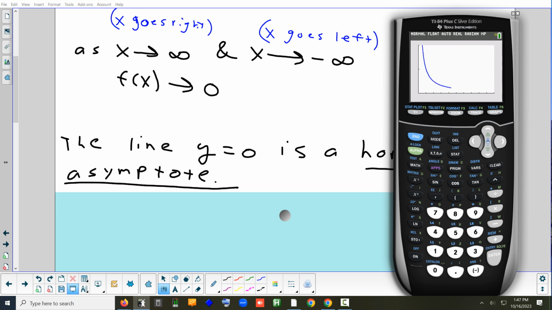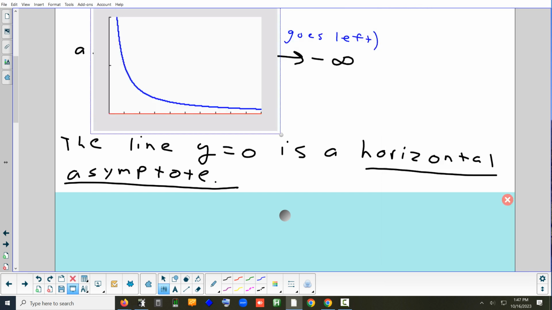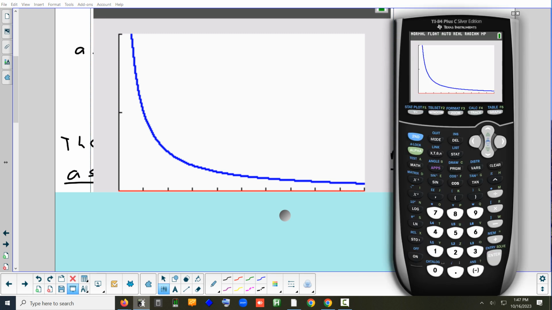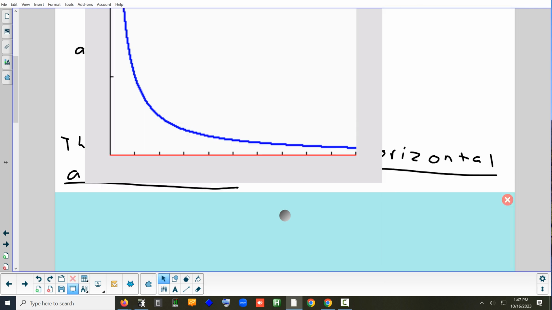So there's your graph coming down. And then in red, that's the asymptote. So if I make it bigger so you can see it, you can see what's happening. It's coming down, but it's never actually going to touch that red line. It's just going to get closer and closer to it. And that red line was the line y equals 0. Not every rational function is y equals 0, but this one is.